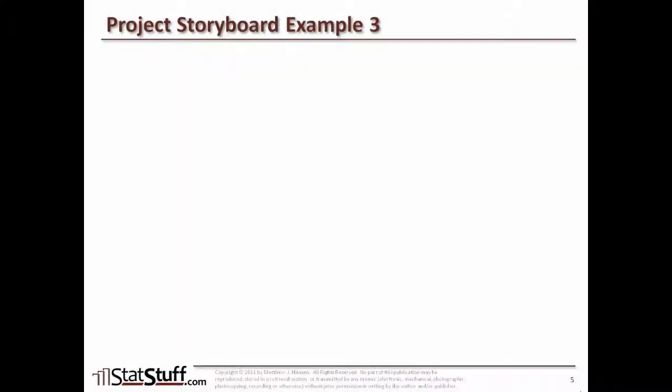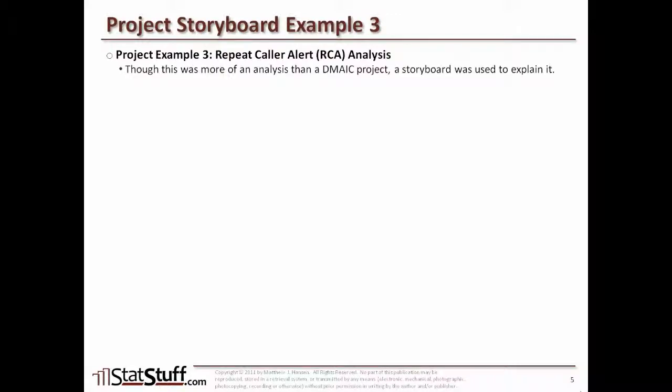In this next example, this is where we were doing analysis on what's called the Repeat Caller Alert, or RCA. Now, this particular analysis wasn't a full DMAIC project. It was more just analysis because somebody was asking about this particular indicator we had in our software in support of some of our call centers, and they wanted to understand, is this really making a difference? Is this particular RCA factor really making a difference and contributing some improvements as we were expecting?